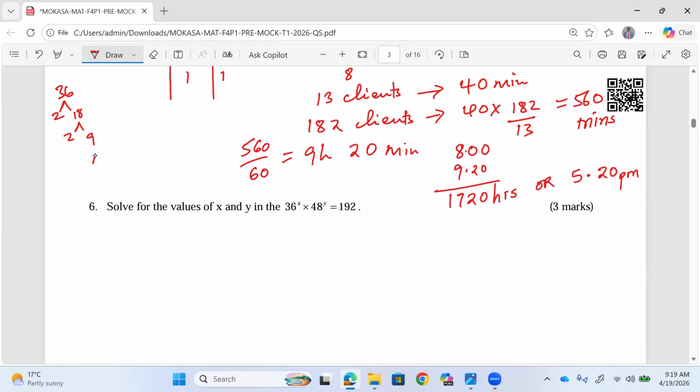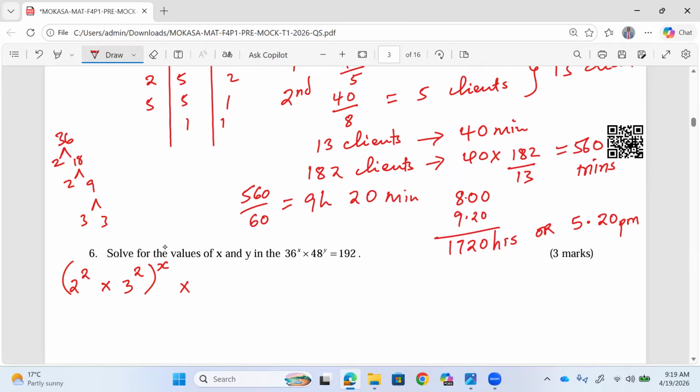By 2, 9. So by 3, we get 3. So 36 equals 2 power 2 multiplied by 3 power 2 again, and everything here is to power x. I want you to remember that. Let me change the font for x that way, so that I multiply by, we check 48 by 2, 24, by 2, 12, by 2, 6, by 2, 3.